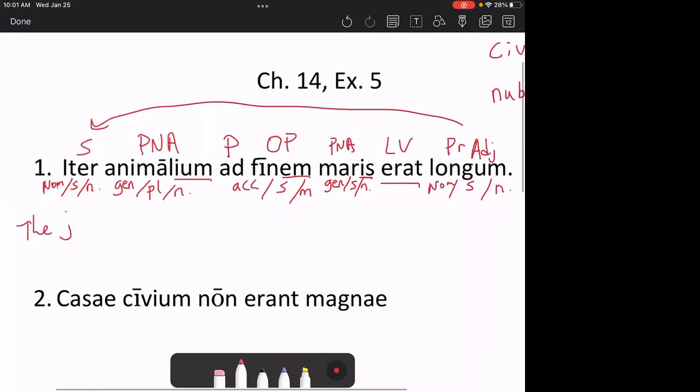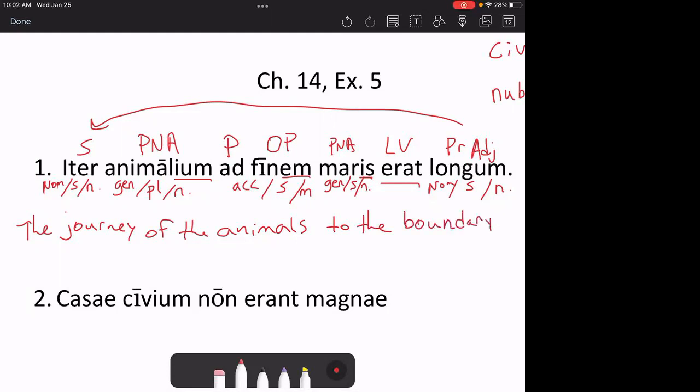Okay, iter animalium. The journey of the animals ad finem, to the boundary or edge or end, maris, genitive, of the sea, erat, was, longum, long. The journey of the animals to the boundary of the sea was long.